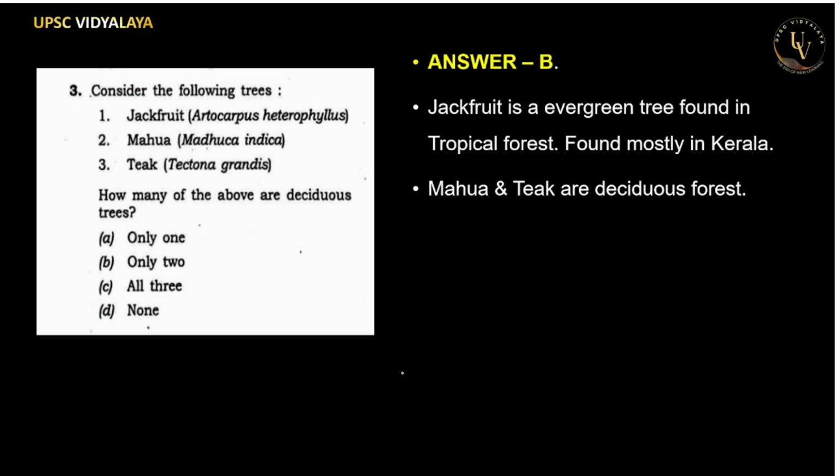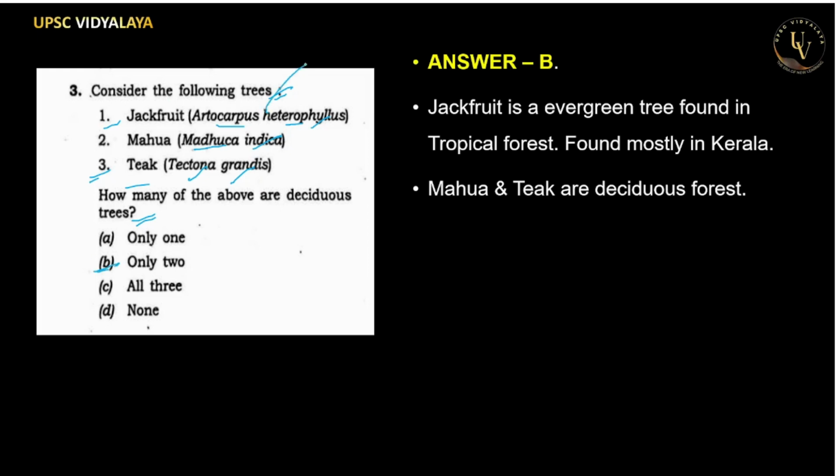Moving on to the third question, consider the following trees. This is a little difficult. Everyone can understand what teak is about, but jackfruit and mahua? Consider the following trees: jackfruit, Artocarpus heterophyllus; mahua, Madhuca indica; teak, Tectona grandis. How many of the above are deciduous trees? The answer is B, only two.